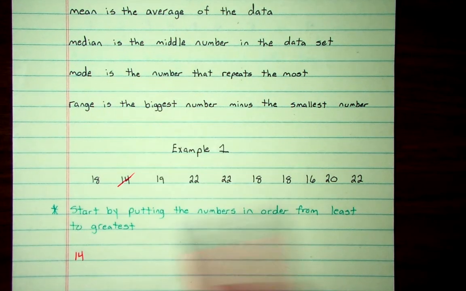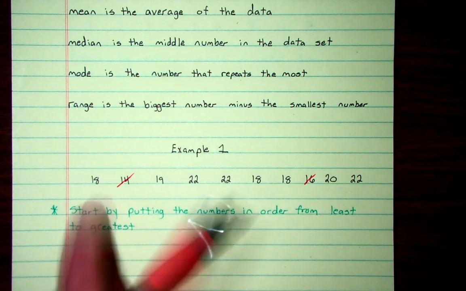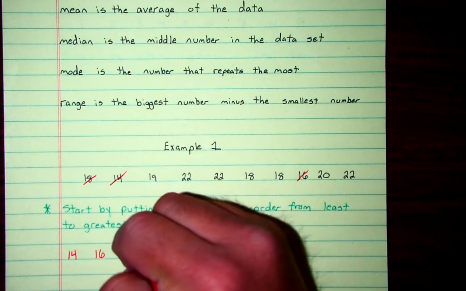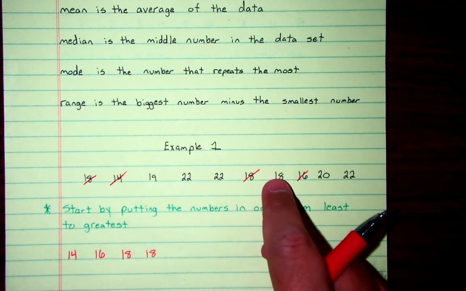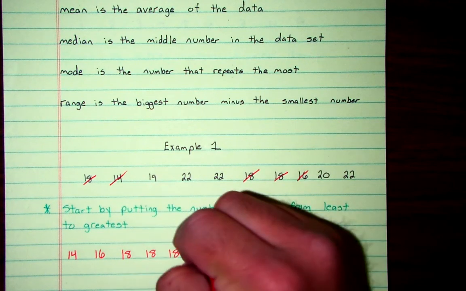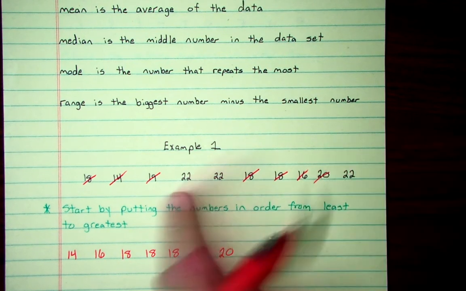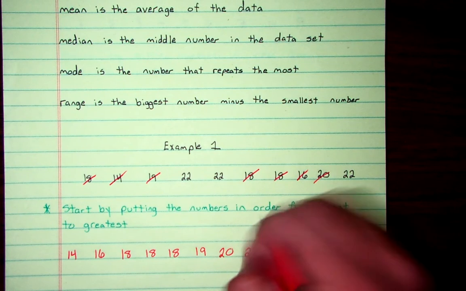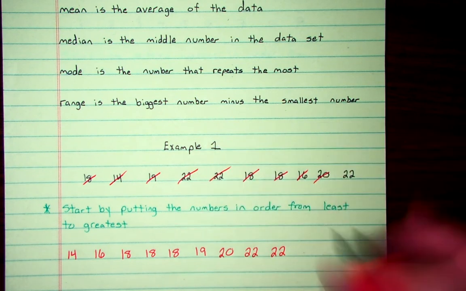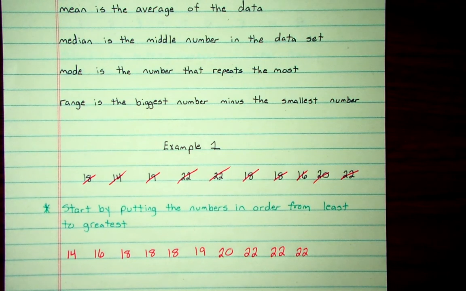Then it looks like I have a 16. Then 18, then another 18, another 18. A 19. 20. 22, 22, and 22. Your numbers are now in order from least to greatest.